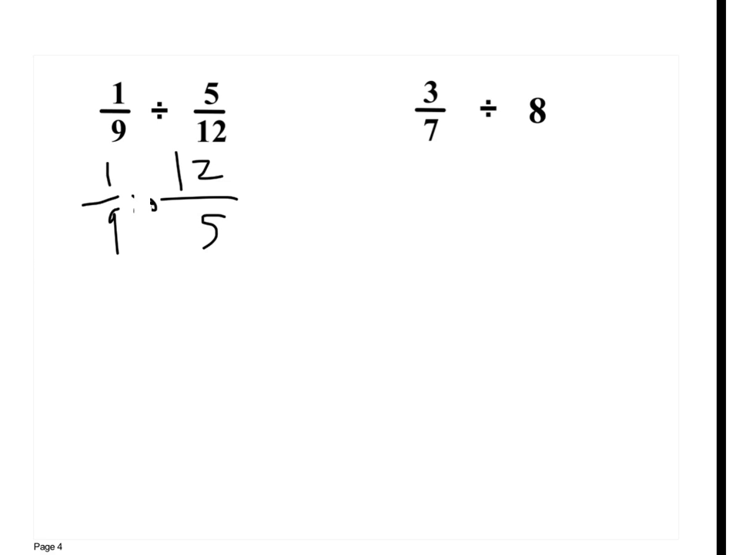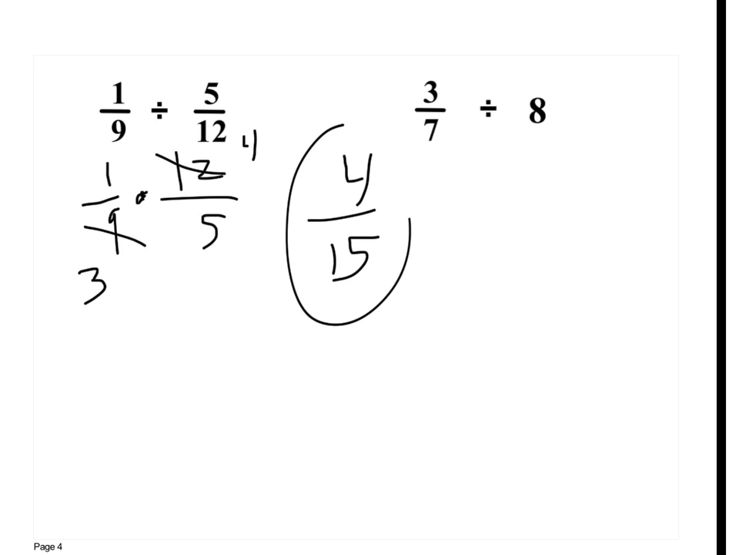Is there anything that reduces? Yeah, 9 and 12. I can take 3 out of the 9 and get 3, and 3 out of 12 and get 4. Is there anything else that reduces? No. So I'm left with 4 over 15. There's my answer. So 1/9 divided by 5/12 is equal to 4/15.